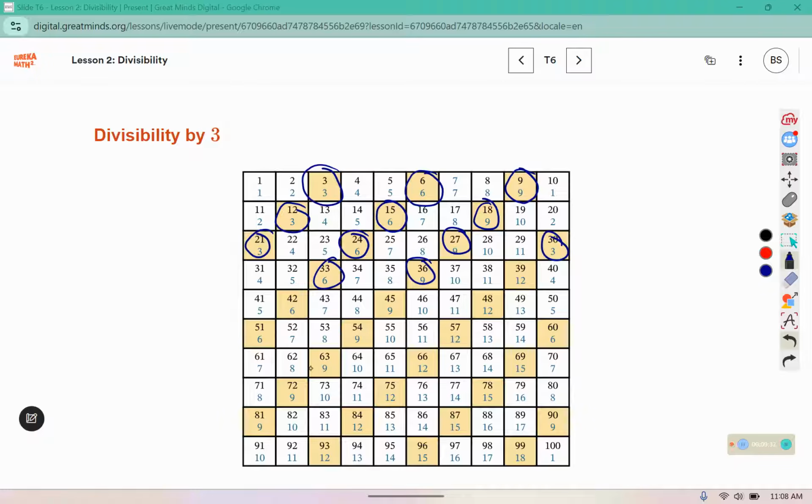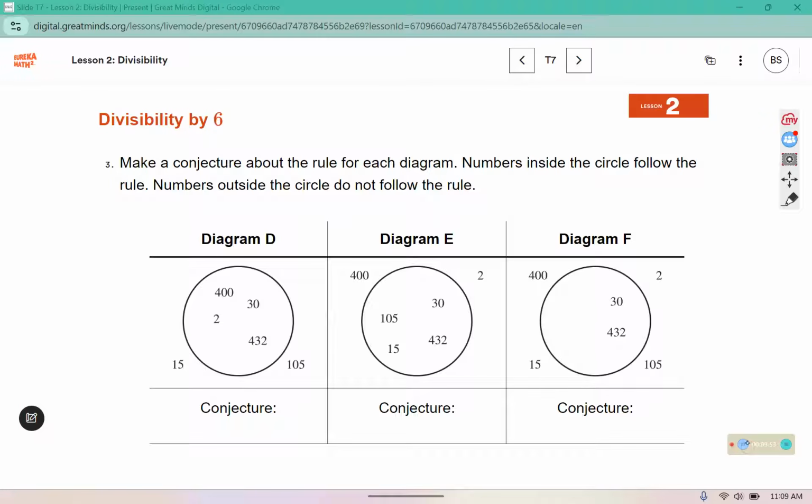You can see all of the orange or tan ones add up the digits to something that is divisible by 3. 12 is divisible by 3, 15, 18 is divisible by 3. So those values are also divisible by 3. Those original numbers are also divisible by 3. We already discussed that the ones in diagram D are divisible by 2. What are the numbers inside the circles in diagram E and F divisible by? And how do you know?